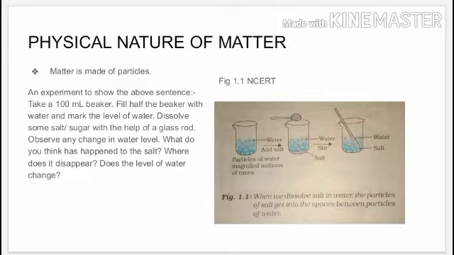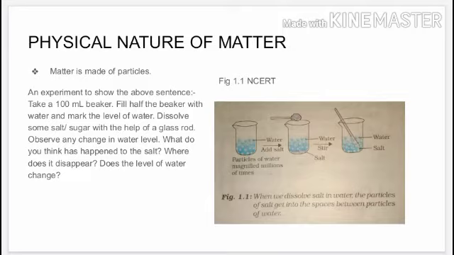Here is the experiment to show the matter is made up of particles. In this experiment, we use a beaker, a spoon, a glass rod and salt or sugar. Take a 100 ml beaker, fill half the beaker with water and mark the level of water. Dissolve some salt or sugar with the help of a glass rod. Observe any change in water level.